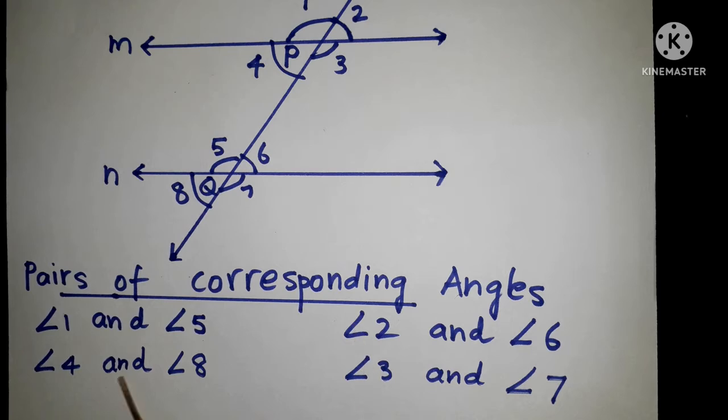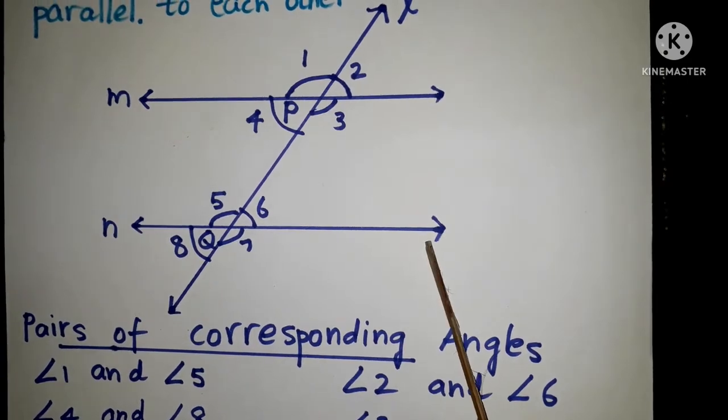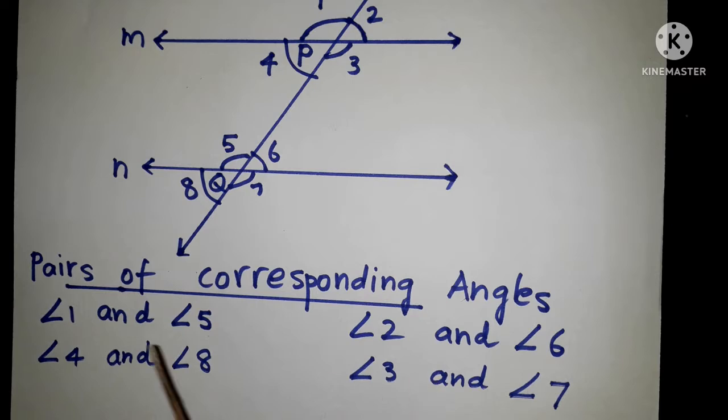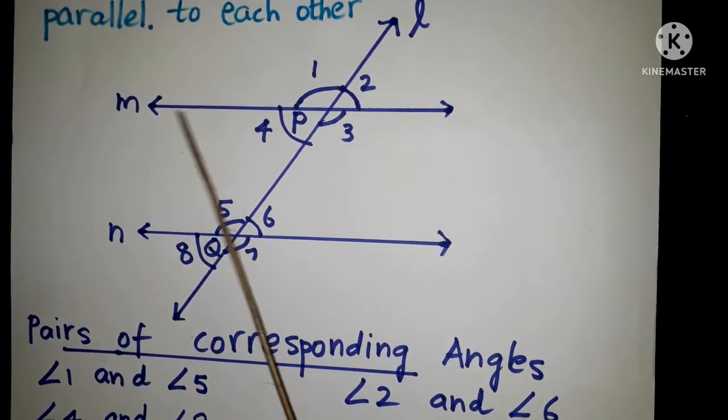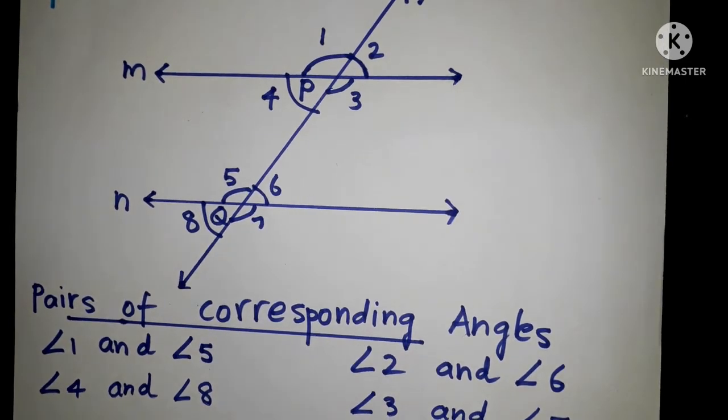If any one pair of these corresponding angles is equal, then automatically these two lines will be parallel to each other. Hence, this axiom is useful to check whether two lines are parallel or not.